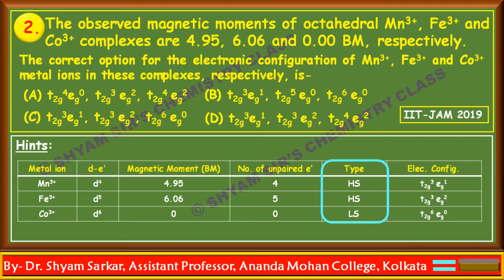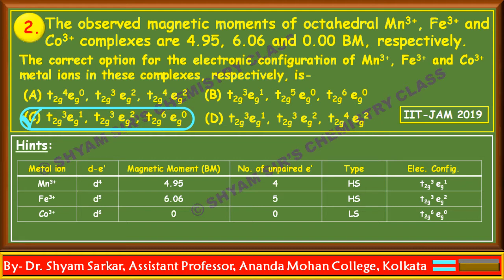Only if you show this high spin and low spin can you write down the correct electronic configuration of the corresponding metal ions. For Mn3+, it is a high spin complex, as is evident from the number of unpaired electrons and the magnetic moment value, so the electronic configuration will be t2g3 eg1. For iron 3+, since it is high spin, it will be t2g3 eg2. And for cobalt 3+, this is a low spin complex, as is evident from the magnetic moment value as well as the number of unpaired electrons, so it will be t2g6 eg0. If you match these three electronic configurations, it matches option C. So option C will be the correct answer here.